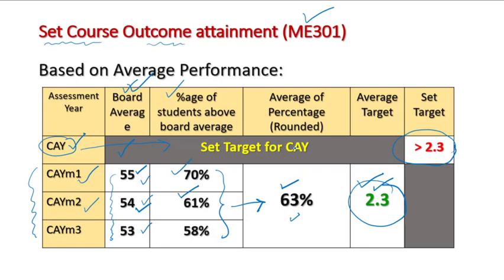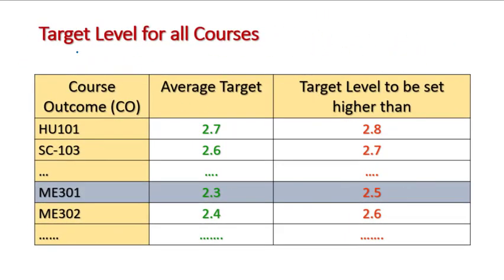So target level will be the same for all the COs of this course, because in board examination there is no target level for each and every CO. For one course, one target. Now this way we have to calculate the target level for all the courses. For example, I have listed a few, say this is one course, this is another course, and so on, and our discussion will be based on the results of this course sample only.